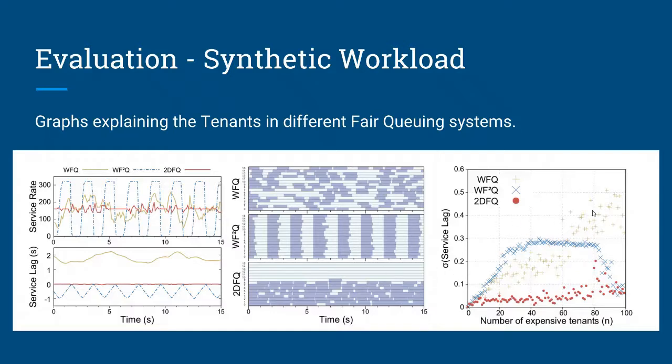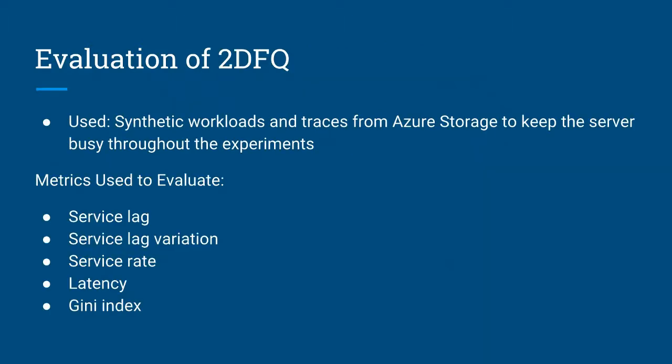And in the third graph, we have the standard deviation, expressed in seconds. The small tenant service lag is increased in the presence of many expensive tenants. So we have to note here that the small tenant's request execution time is 0.001 seconds. So this is about the three graphs.